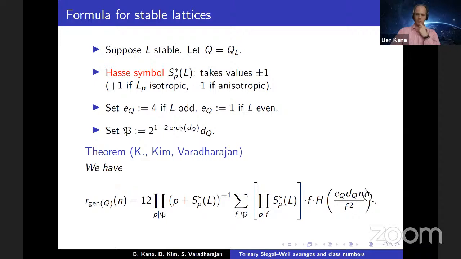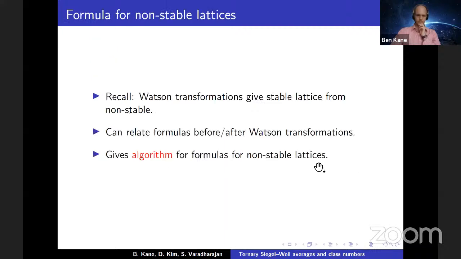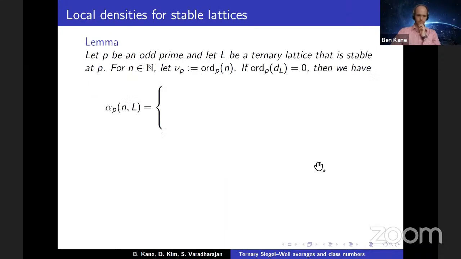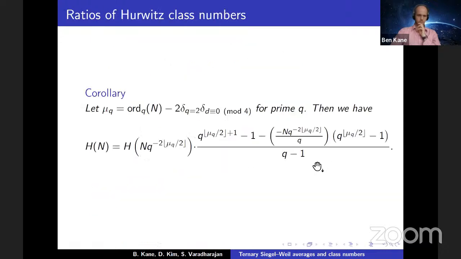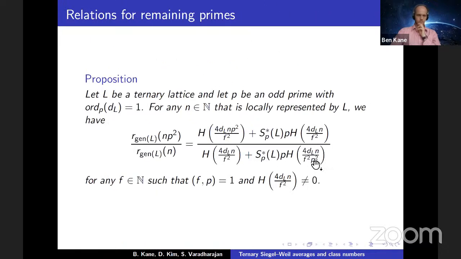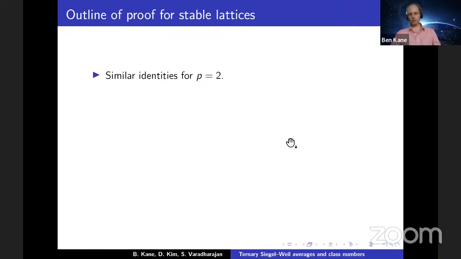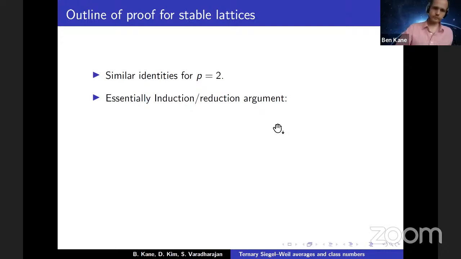I replace n with n times p squared. And if I replace this with n times p squared, we see that everything is exactly matching. So the ratio is exactly what we need it to be. And again, there's similar identities for the prime 2 too, but I'm not going to write those down.